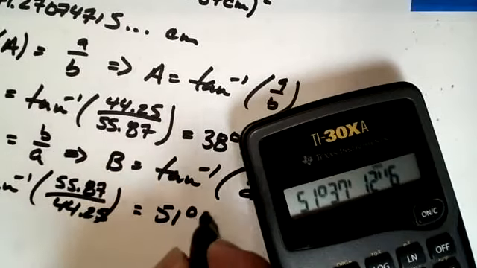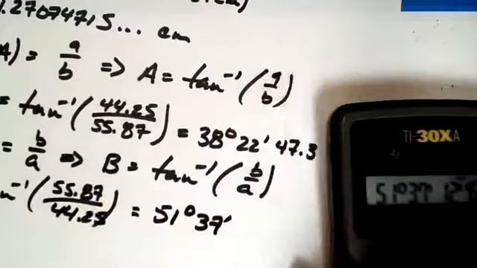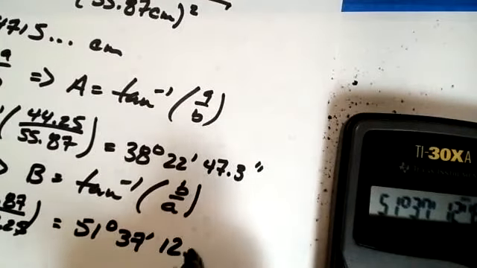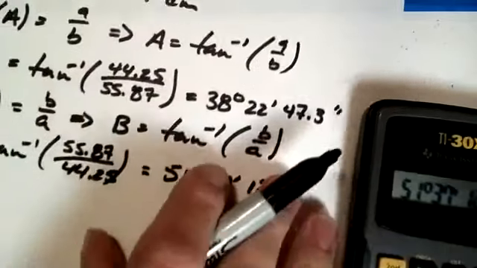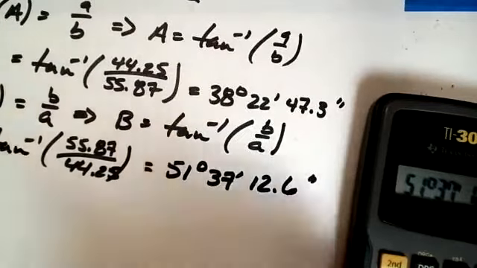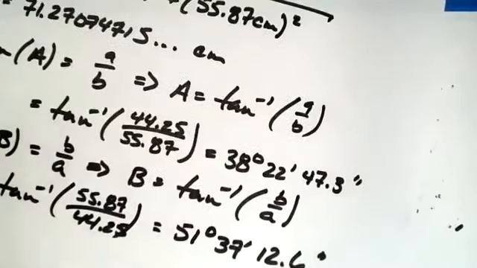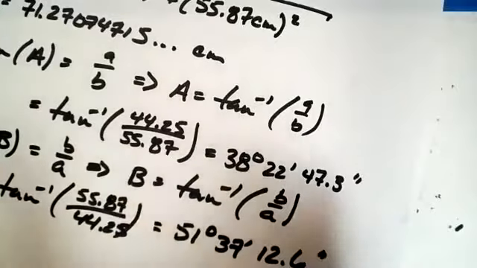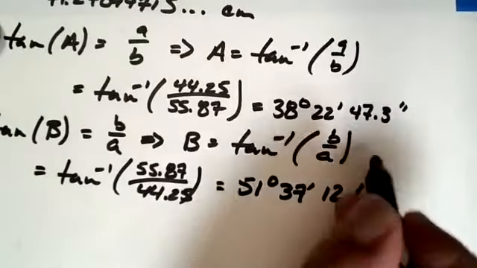So 51, 37, 12.6. And notice these don't actually add up to 90 degrees. And that's because of this rounding business. They should be pretty darn close though. And it should be out here in this last digit.